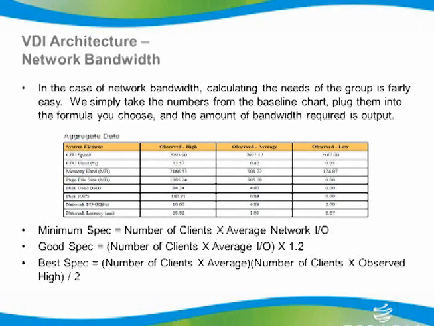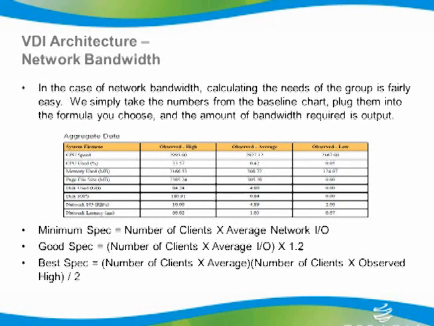So we have the high observed is 10K, the observed average is 4.89, observed low is 2. And what we're going to do is take the minimum spec, and again, keep in mind, the peak average numbers are not in this chart. That was designed intentionally. We're expecting that you will use a proper assessment tool that's going to get all this information for you and then disseminate it for you as well.